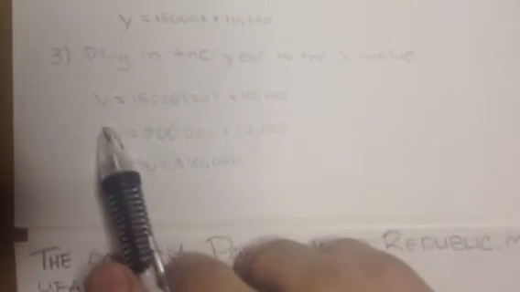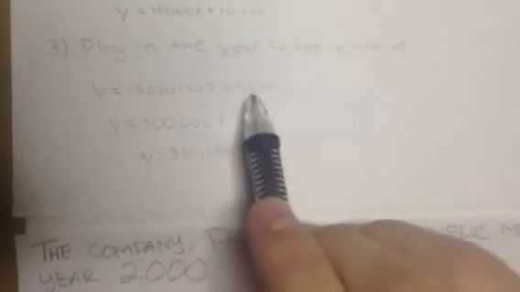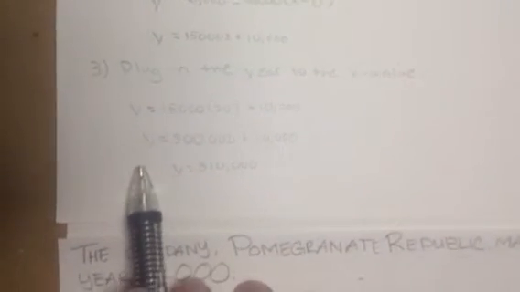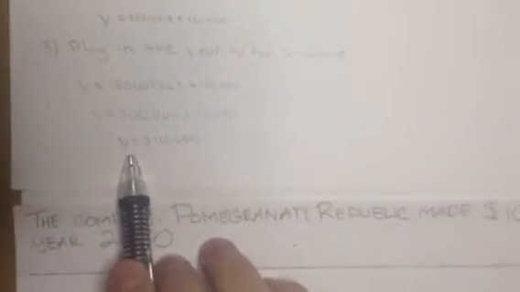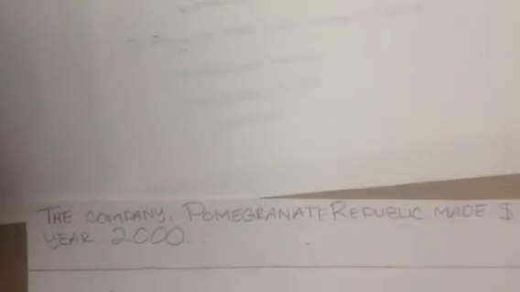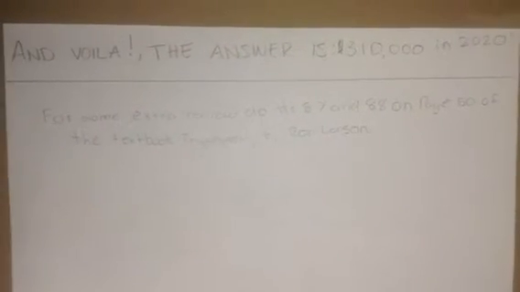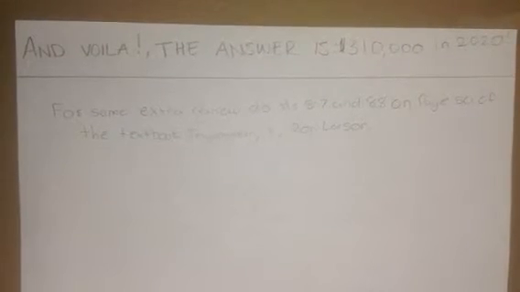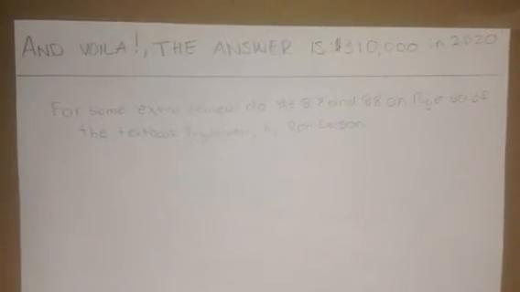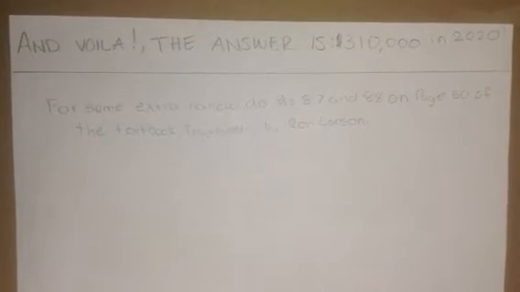So, therefore, we have to use the 20. So y equals 15,000 times 20 plus 10,000. So then it all adds up to y equals 300,000 plus 10,000. Y equals 310,000. And there we get our answer of $310,000 in the year 2020. See, if we had the equation for the year 3000, this would be a lot easier. All you have to do is just input the year you want, which would be 100 in the time spot.